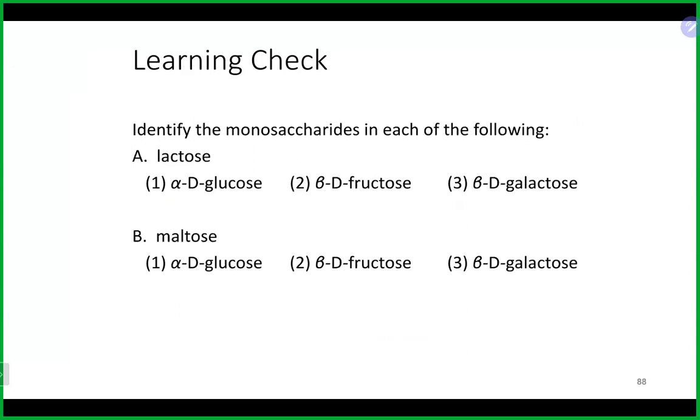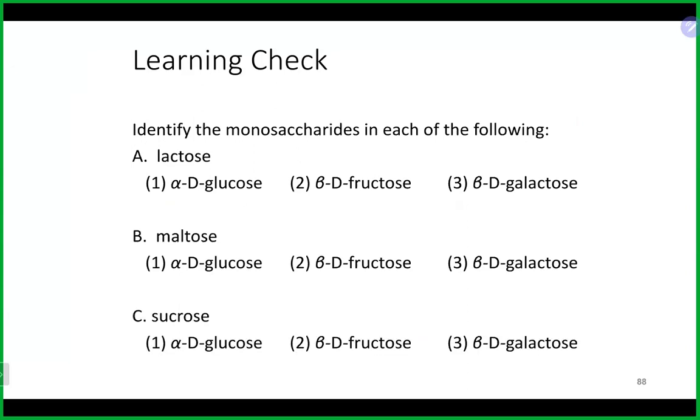All right, so for each of these here, take a moment and decide which monosaccharides are involved in these disaccharides. Like a question you might find. Okay, so lactose, as we just saw, should be a glucose and a galactose.